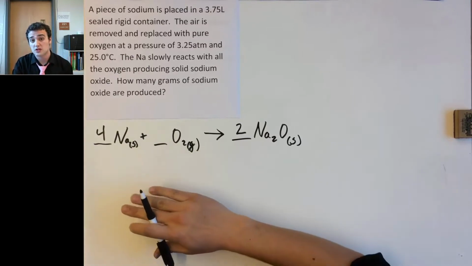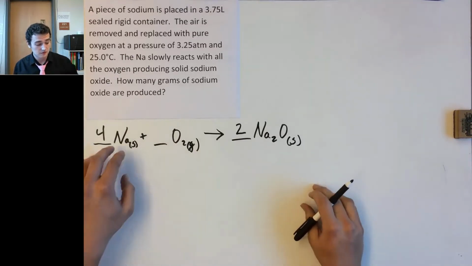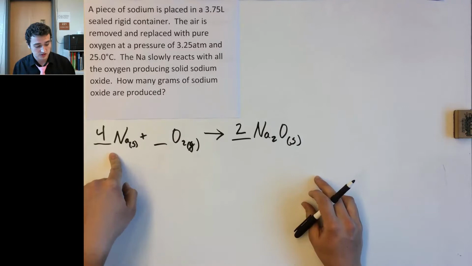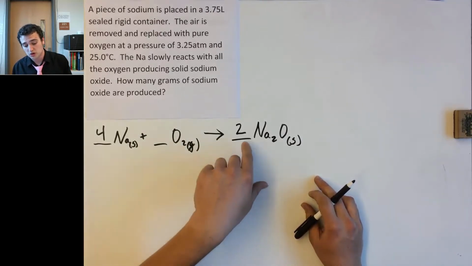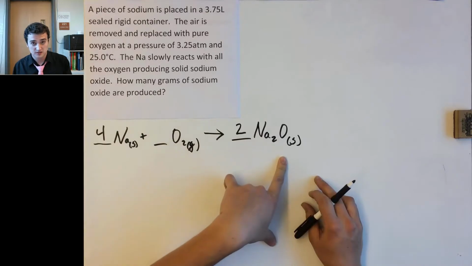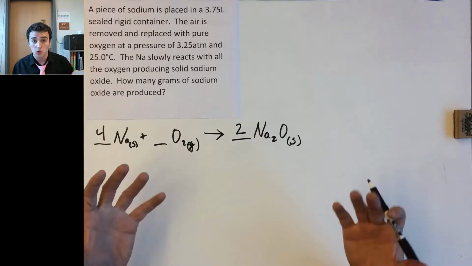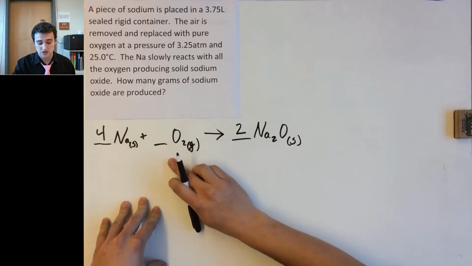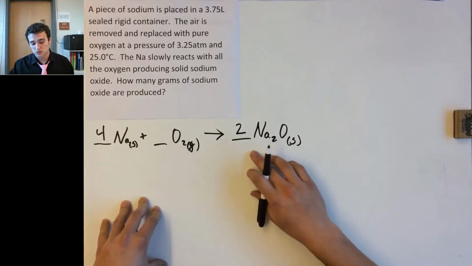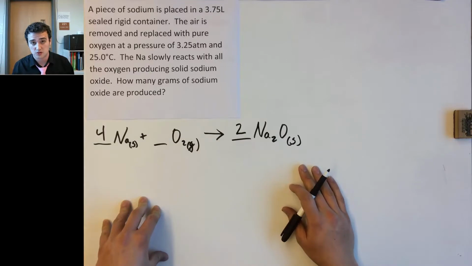And remember that this equation means that for every four sodium atoms, I need one oxygen molecule, and it will produce two sodium oxides. Or we can say, when we're talking about moles, which is just a counting number, four moles of sodium for every one mole of oxygen make two moles of sodium oxide.